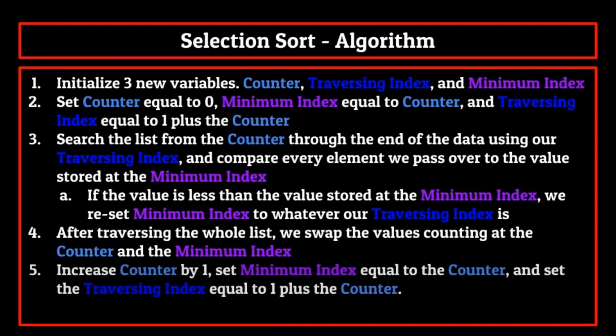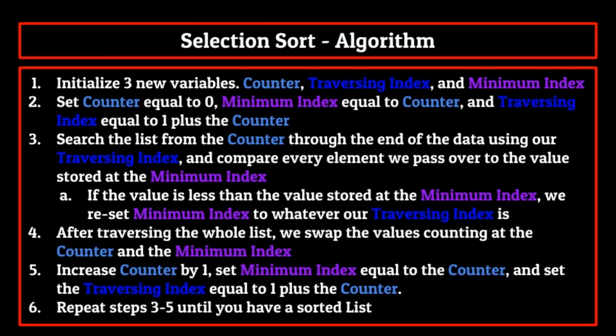Finally, we increase the counter by 1, set the minimum index to be equal to the counter, and set the traversing index to be equal to 1 plus the counter, so that we're ready to go through the unsorted part of the list yet again. Now we just repeat steps 3 through 6 until the list is sorted.